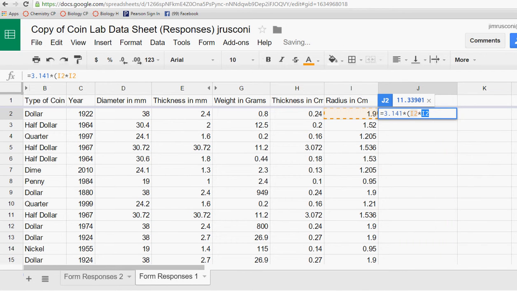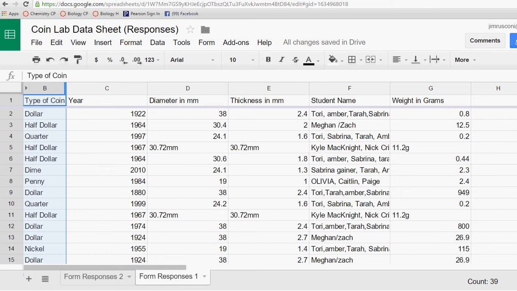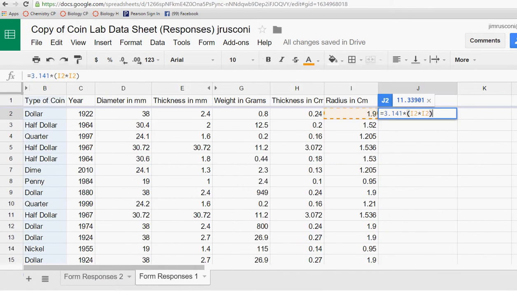Then I'm going to close that, so that's radius squared, radius twice, times, let's go back to my formula again, pi times radius times radius times height. So now all I have to do with my formula is go times the height, which is the thickness in centimeters. Okay, so if we add all of that up, we should get a volume of that. All right, and that looks pretty good.